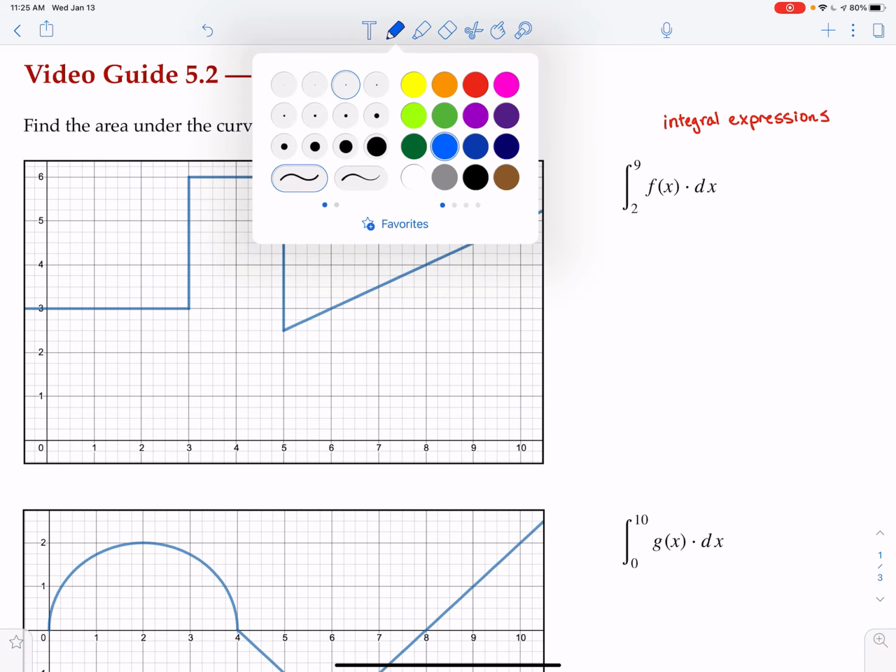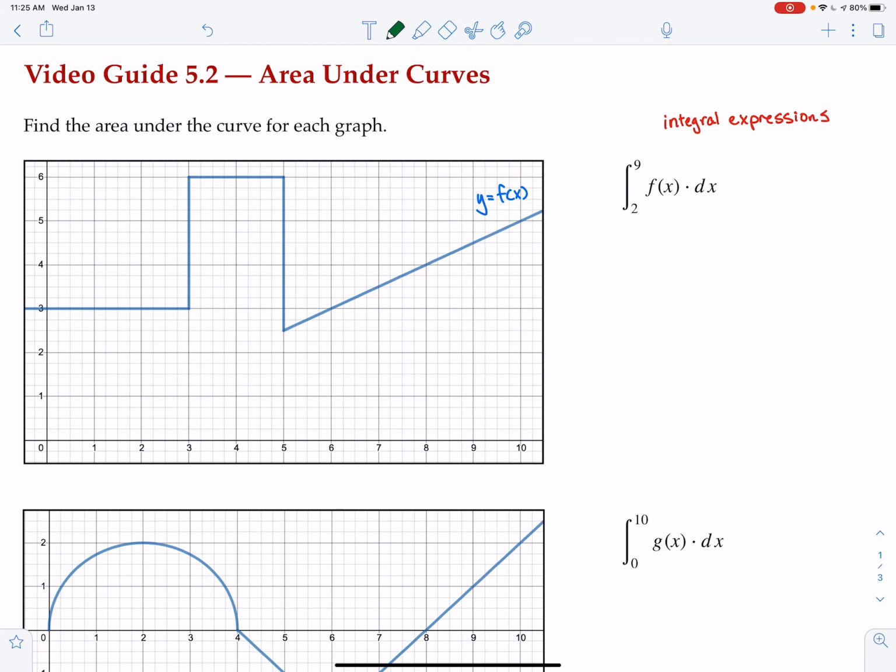The integral expression says I want to find the area under f of x from x equals 2 to x equals 9. So what this expression means is I'm going to draw a line from my curve to the x-axis at 2, and I'm going to draw a line from my curve to the x-axis at 9. And my job is to find the area. Well, that is not a normal, basic, traditional shape, this weird little rectangle slanted line thing.